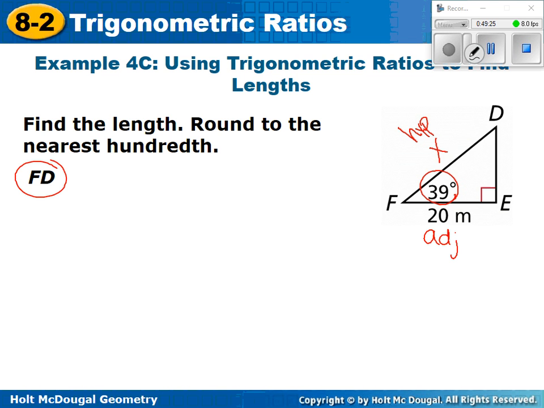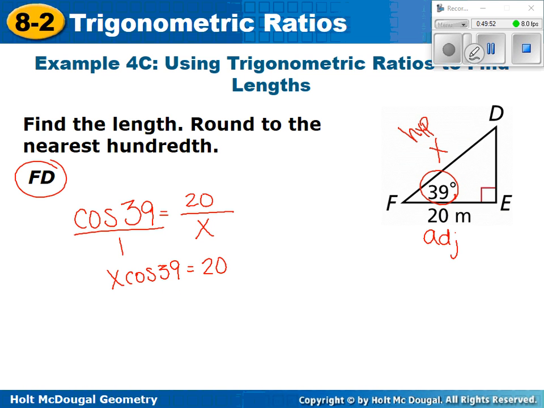So we're going to do cosine of what angle? 39 equals adjacent, which is 20, over the hypotenuse, which is x. So be really careful. Once you do that, again, put it over 1, cross multiply. This time we end up with x times the cosine of 39 equals 20. Stop me right now if you're not understanding, because the rest of the entire chapter is about this.